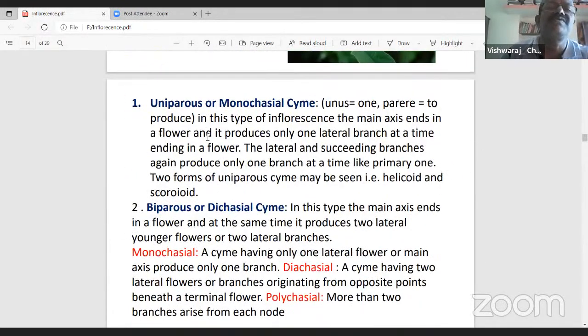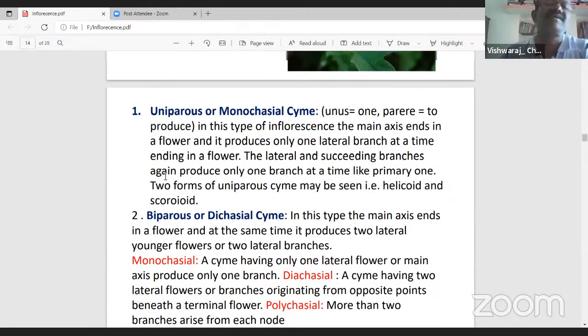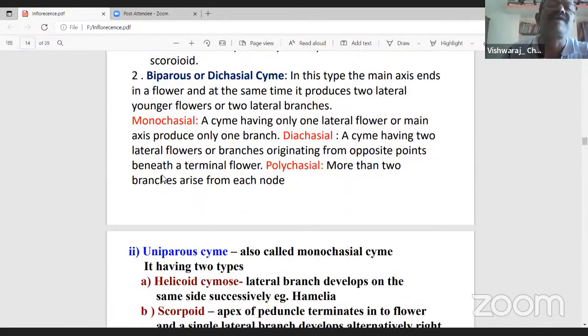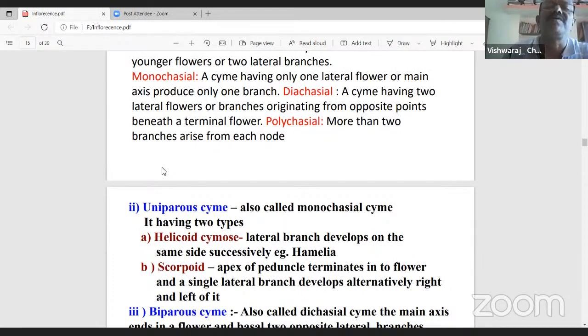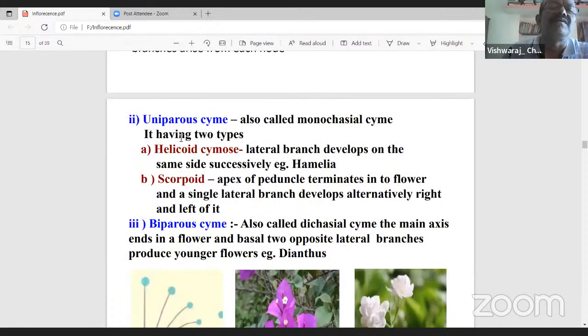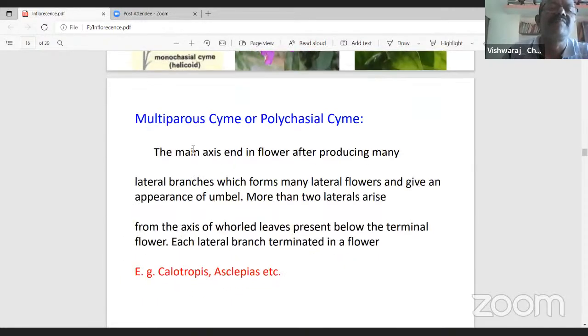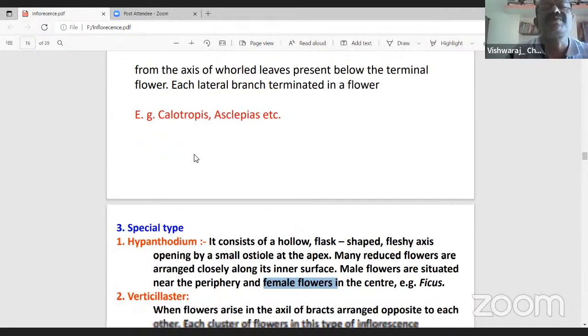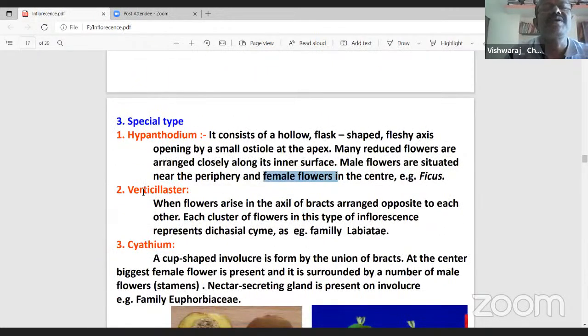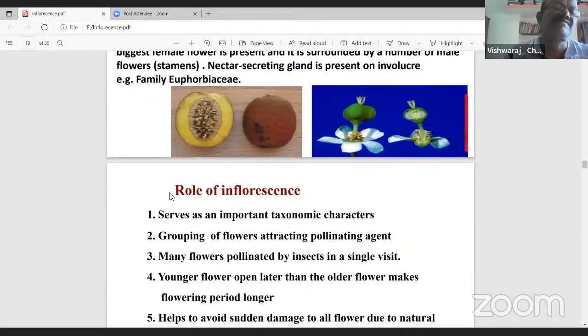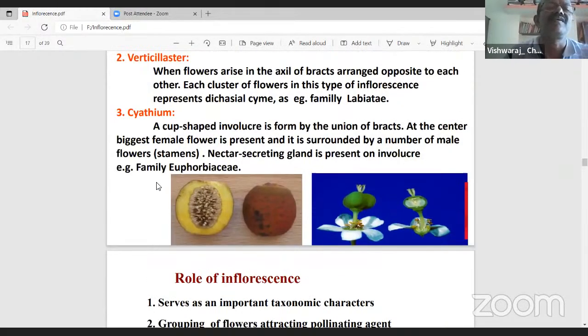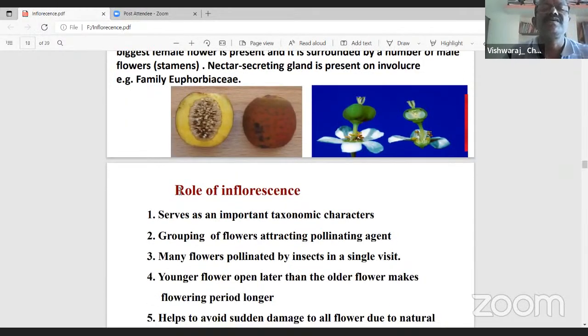Cymose inflorescence: uniparous or monochasial, biparous or dichasial, and multiparous or polychasial. Then special types: Hypanthodium, verticillaster, and Cyathium. This is the types of inflorescence.